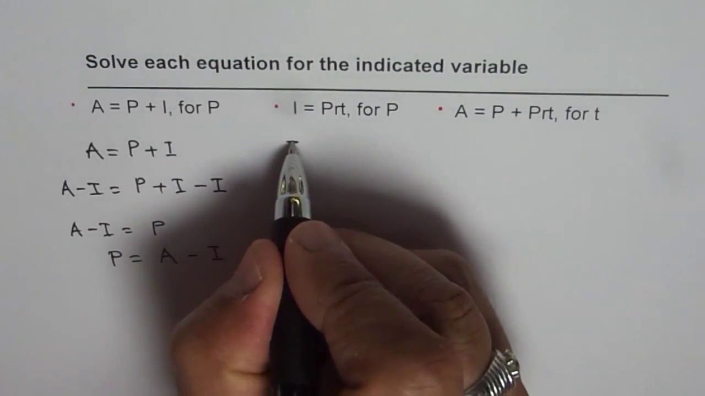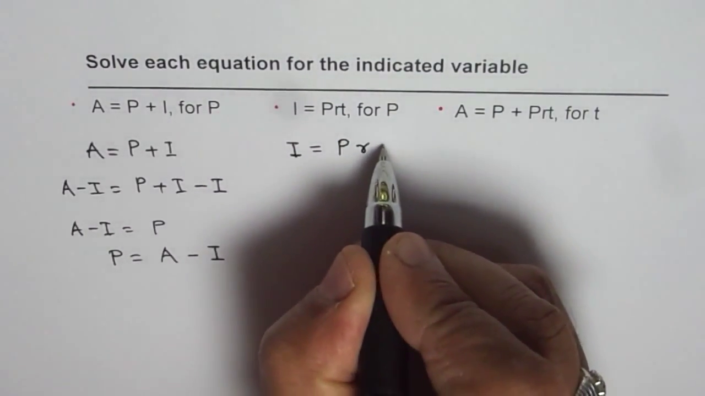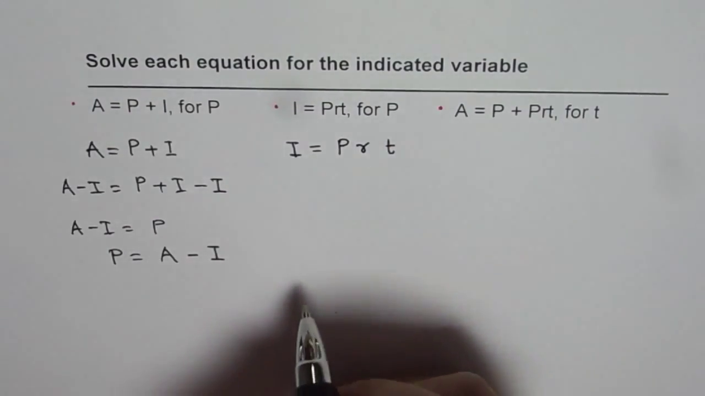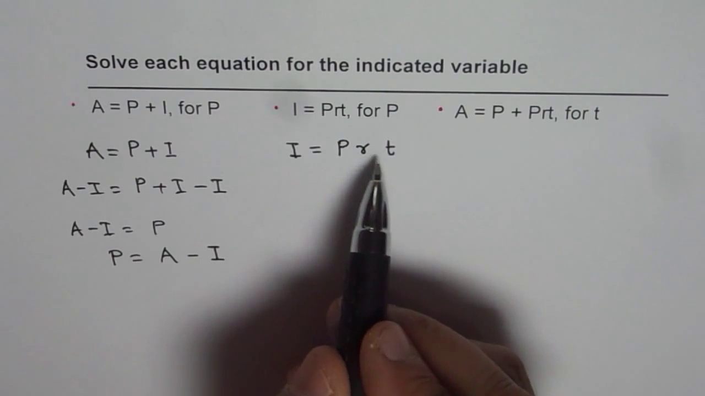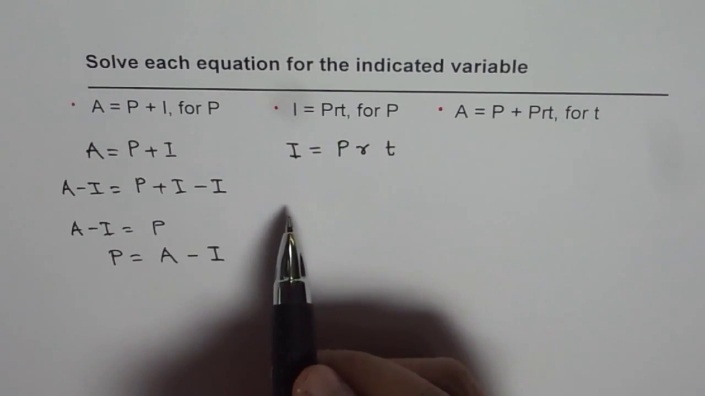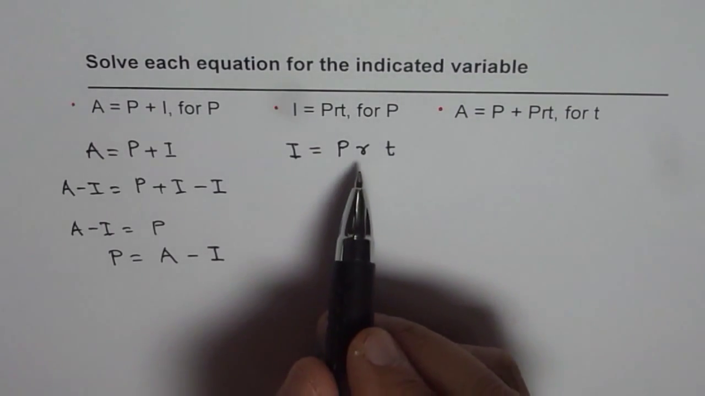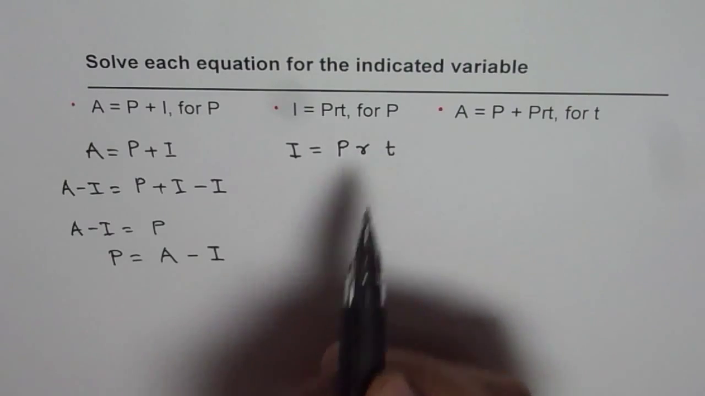It says interest equals principal times rate times time. We need to isolate P, that means we have to get rid of rate and time. Now these are being multiplied to P, so what should we do? The reciprocal of multiplication is division. So we'll divide both sides by R and T.